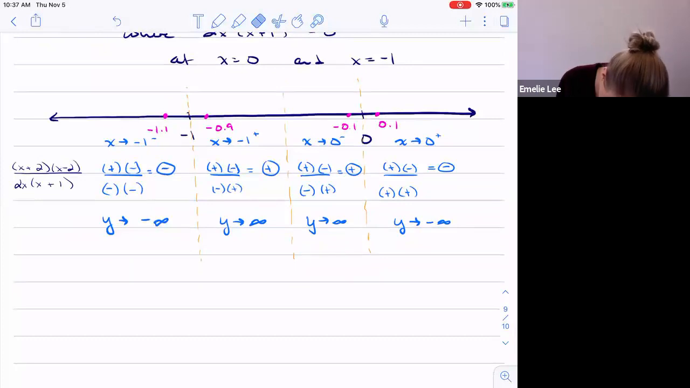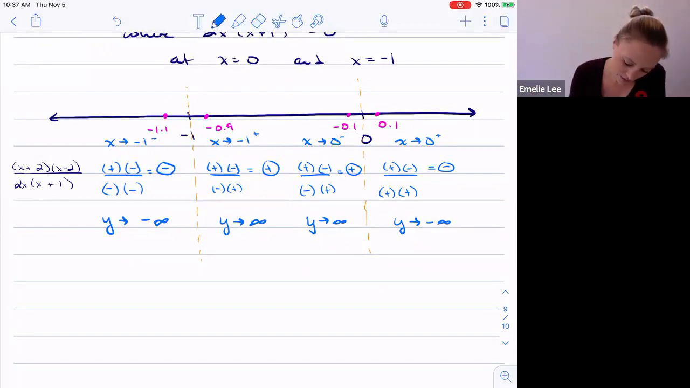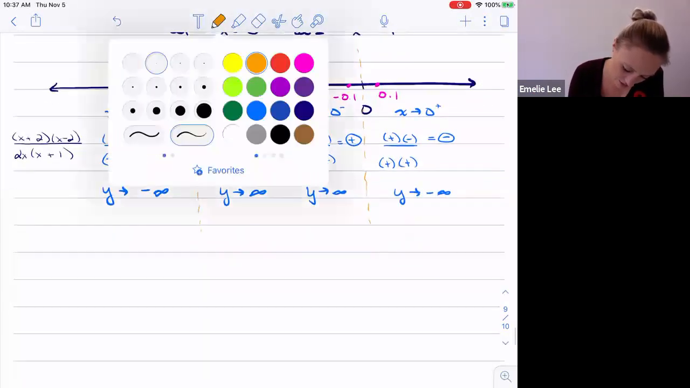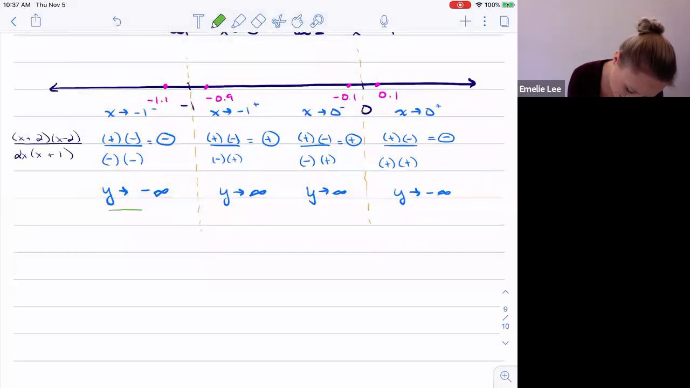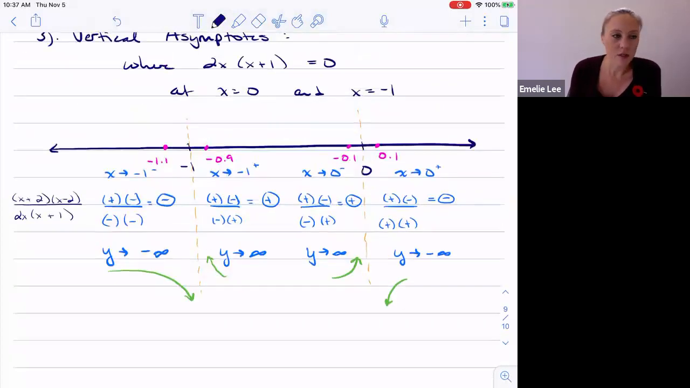In fact, just so it's not confusing, I'm going to delete this now that I've separated them. I just needed to keep them separate. So what we might suspect is going on here is that it's going to go down, and here it's going to go up and up and down. So we already know quite a bit about this graph. Those are the vertical asymptotes.